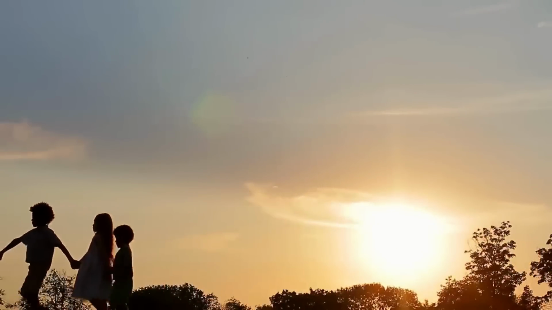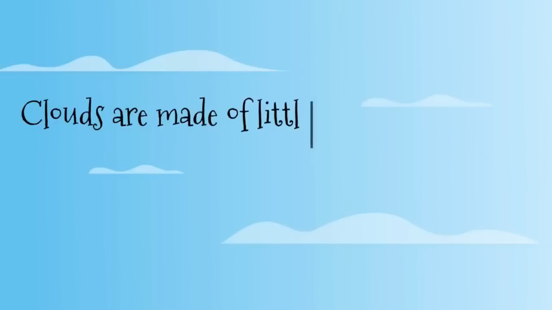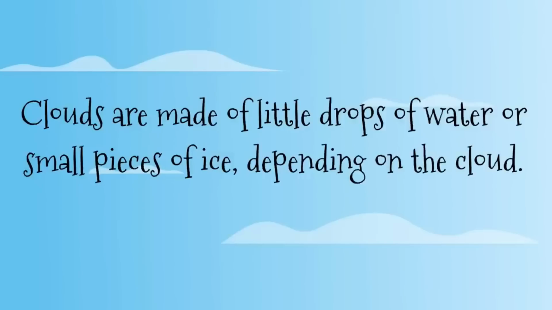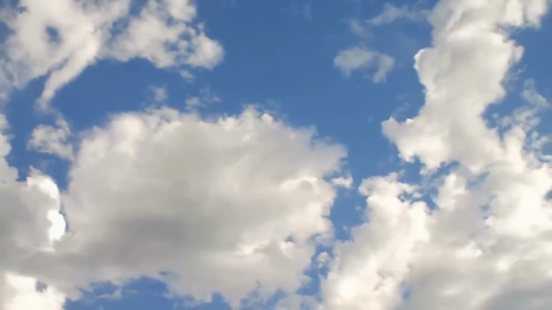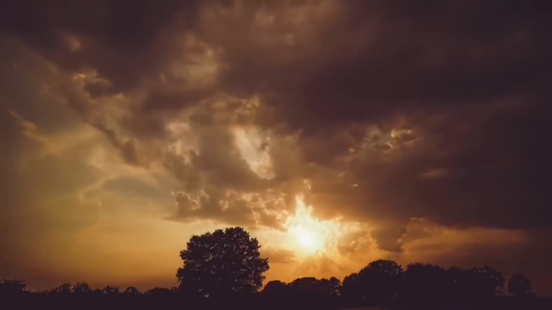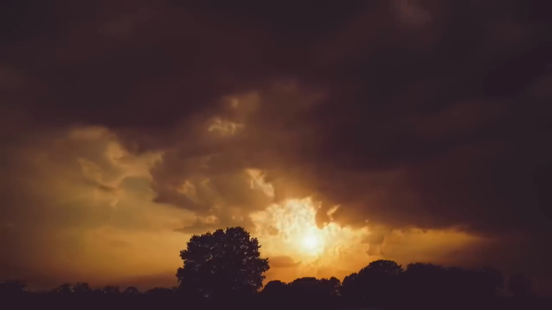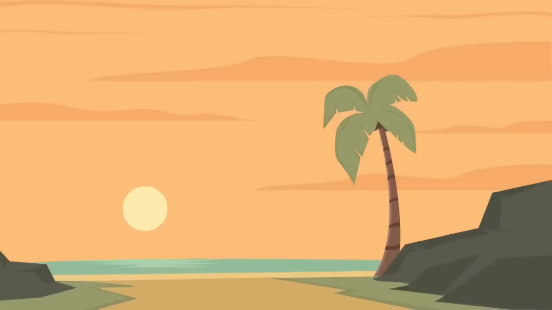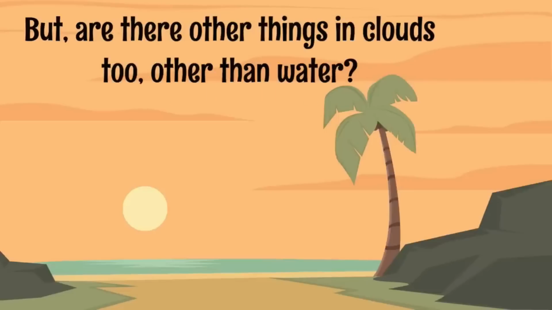You'll understand them. You'll know, for example, that clouds are made of little drops of water or small pieces of ice, depending on the cloud. And that's our first fact. Clouds are made of little drops of water or small pieces of ice, depending on the cloud. So, when you see clouds in the sky, you can say, wow, look at that water up there. There's water up there just floating. And someone might say, you mean clouds, right? And then you could say, yeah, clouds are made of water. Okay, so clouds are made of water, but are there other things in clouds too, other than water?